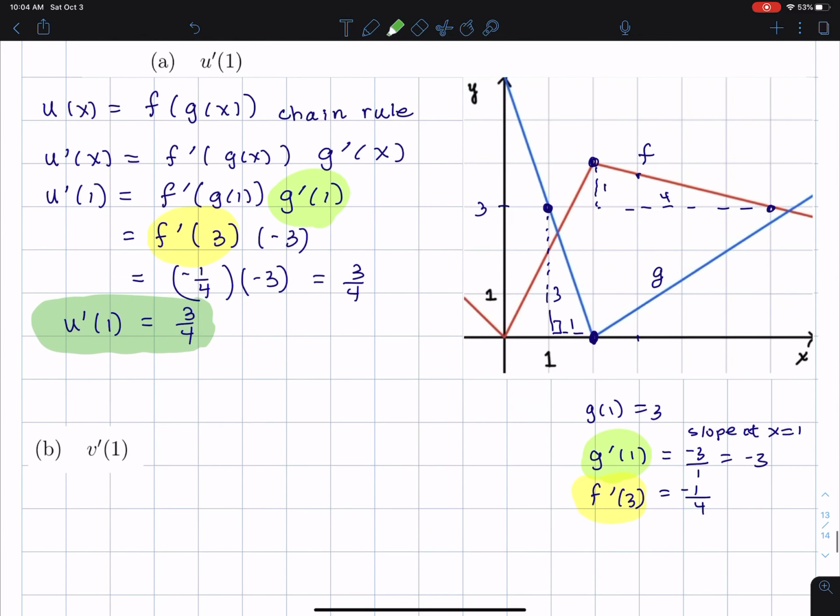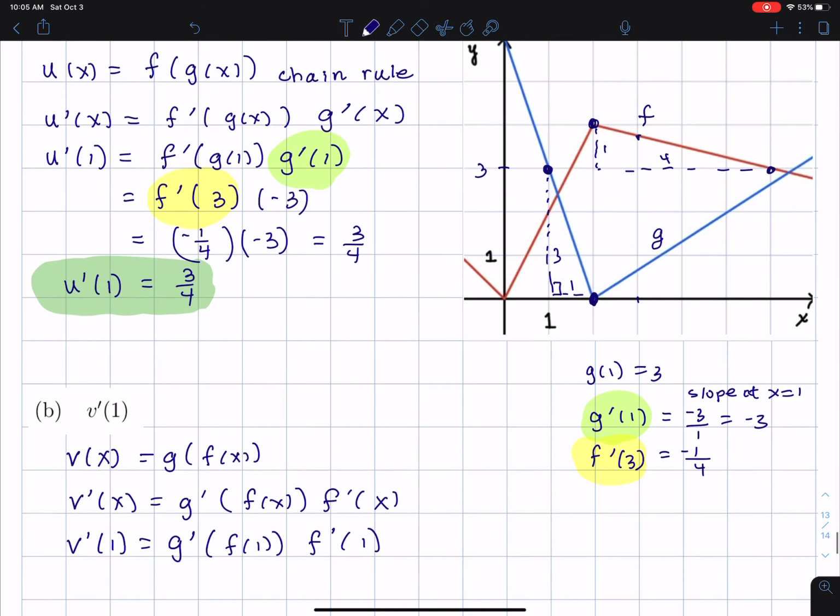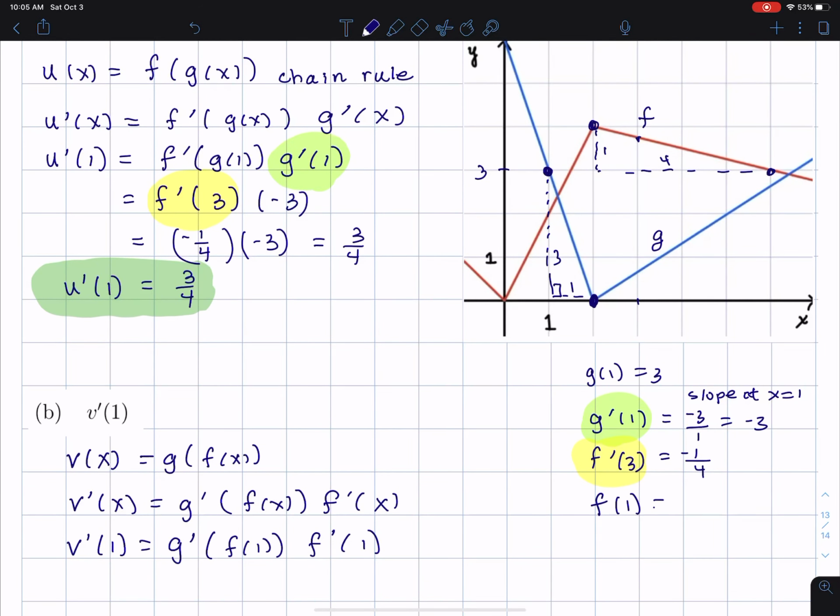So V is something similar, but this is a composition where V of x is g composed with f. And so then V prime of x, using the chain rule, is the derivative of g, I see g there, multiplied by the derivative of f. And what do I put in g prime? I put in f of x. So then I have v prime of 1 is equal to g prime of f of 1 times f prime of 1. Let's see if I can redo anything. I don't know if I can. Let's see. So f of 1 is equal to, let me first focus on this f of 1 bit here.